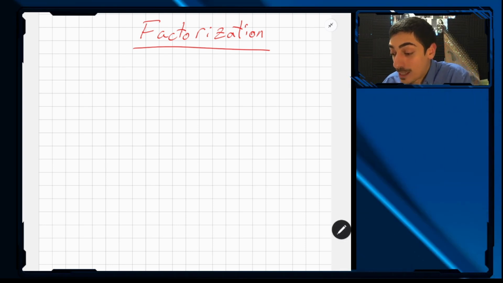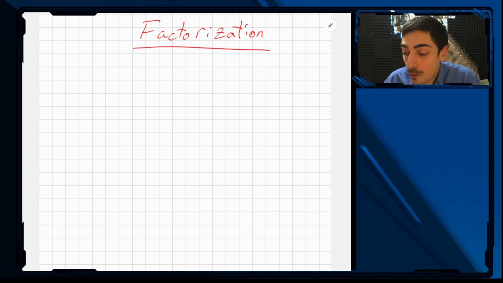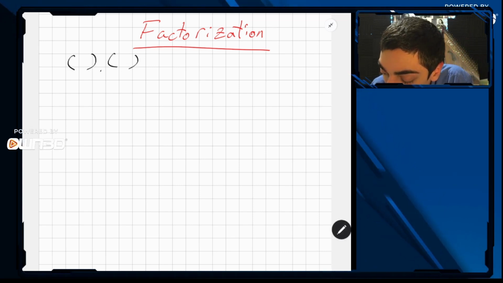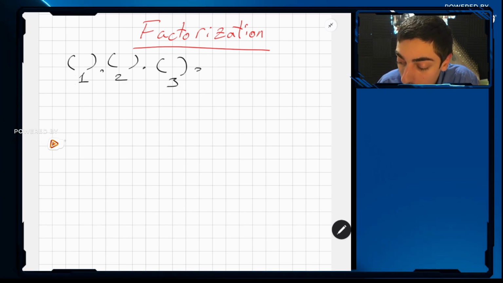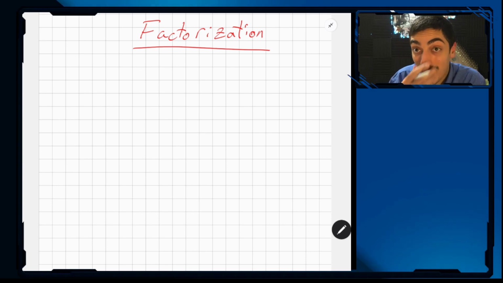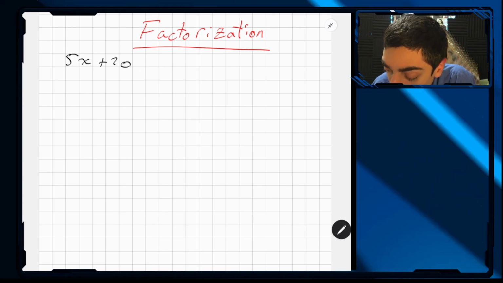First of all, what is factorization? Let's remember. Factorization is writing in terms of factors. And what are factors? Factors are just groups of things multiplied by each other. So this is factor number 1, this is factor number 2, this is factor number 3 here. That's what I'm looking for. I'm looking to write something as a product of factors. So the simplest example is, let's say, 5x plus 20.